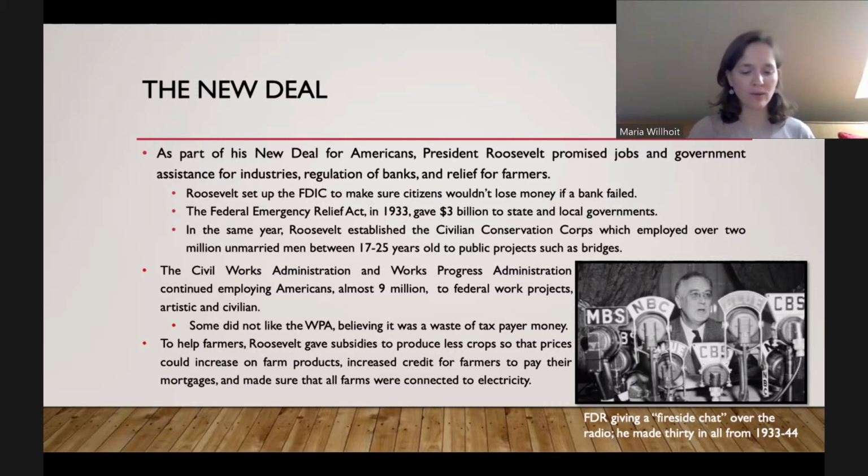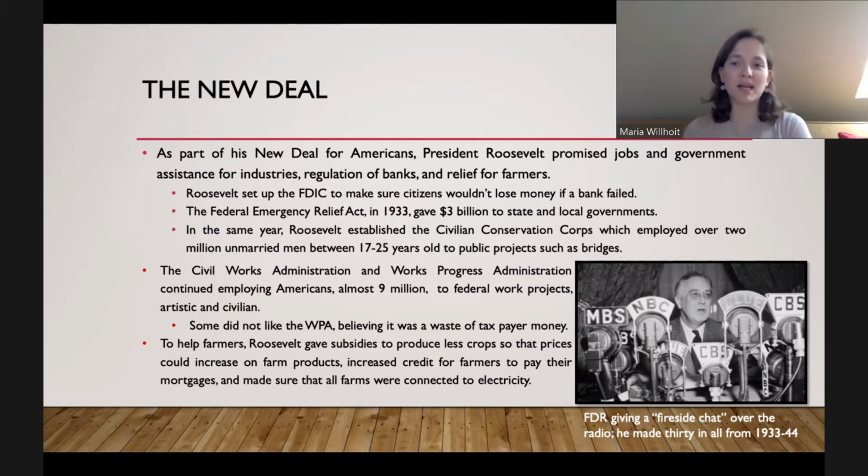And with the WPA, they expand the jobs to not just building bridges, but to also doing art projects, also doing writing projects, reporting, journalism. So it's hitting all sectors of society.